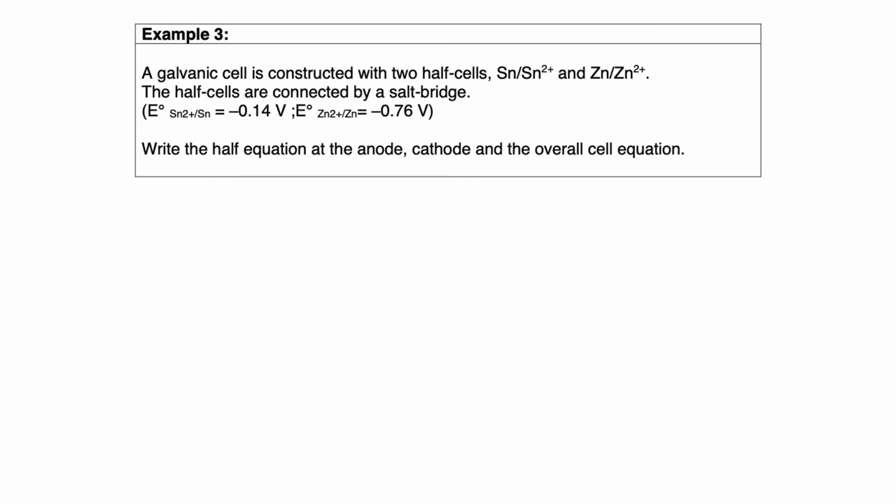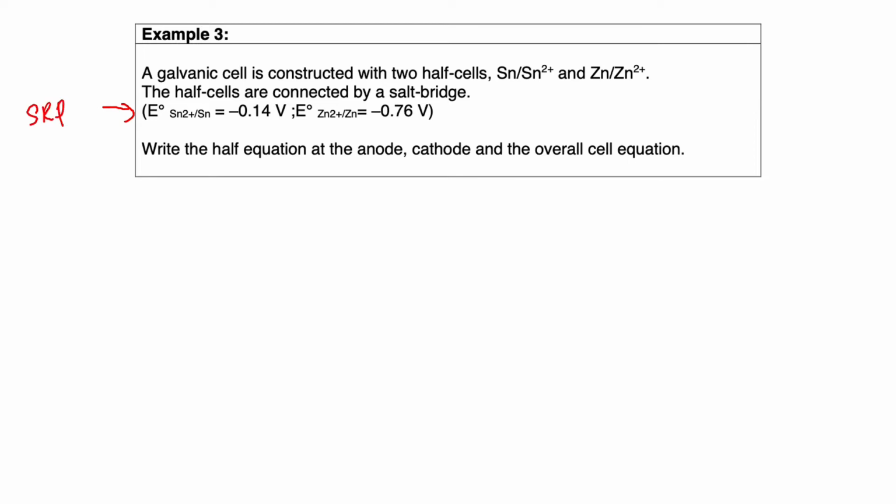Okay, so for the third example, you are given two half cells, which are tandem and zinc, and the half cells are connected by a salt bridge. Now write the half equation at the anode, cathode, and the overall cell equation. So let's see, we have tandem and zinc. This is their SRP.